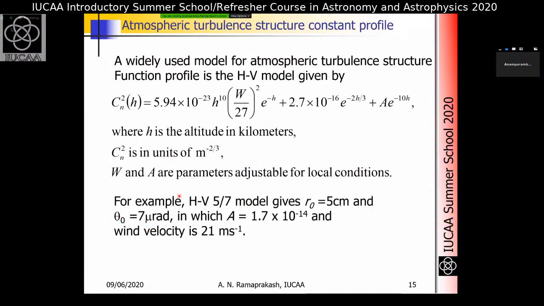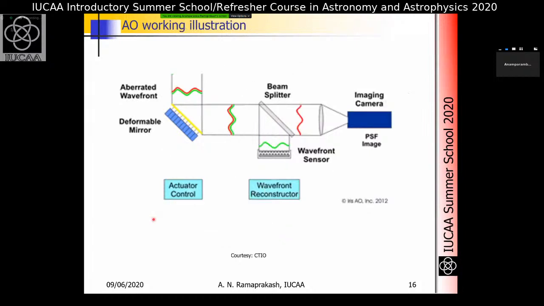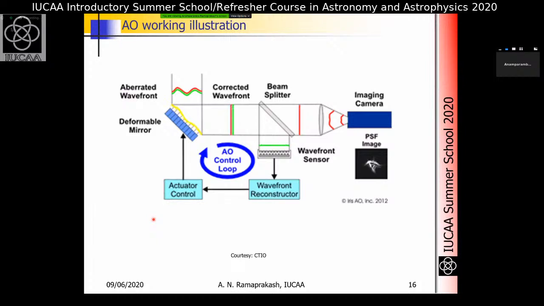And then I've shown here what is a typical HV model. It gives R0 of 5 centimeters, theta 0 of 7 microradians, etc., for typical observing conditions. Now, how do we overcome this limitation? This is a very serious limitation, and astronomers cannot live with this limitation.